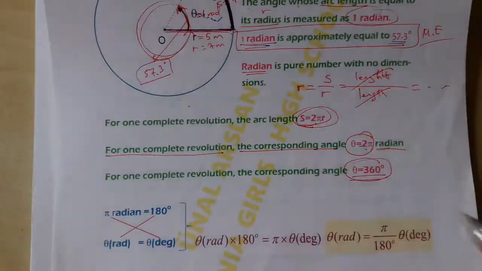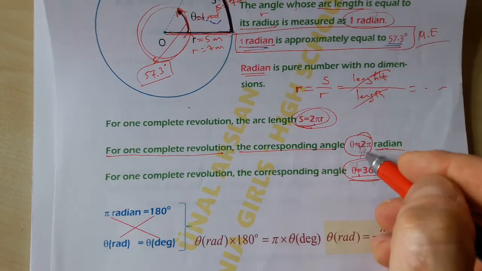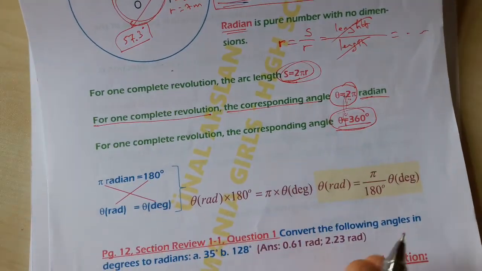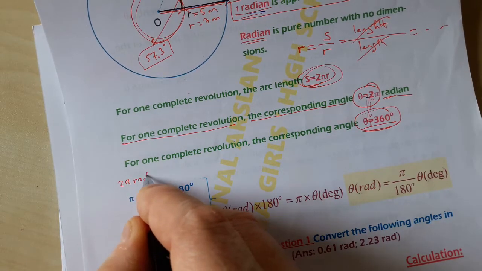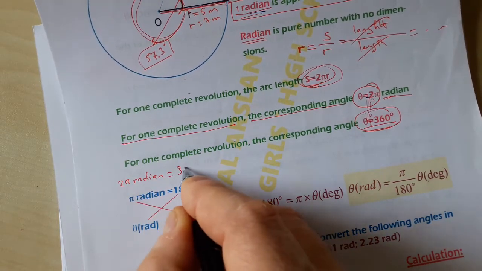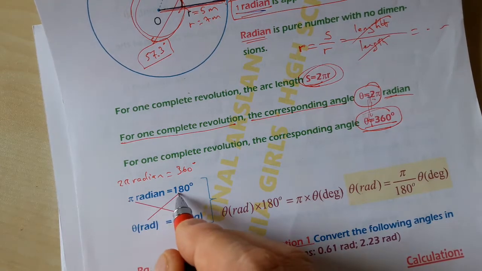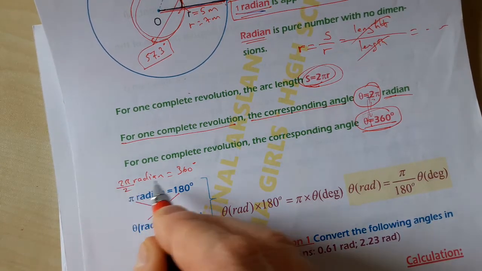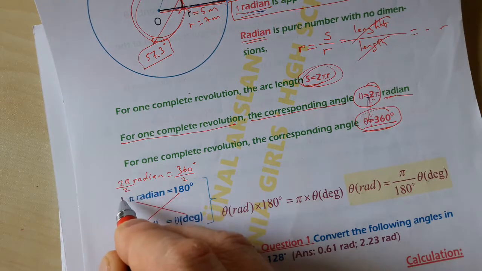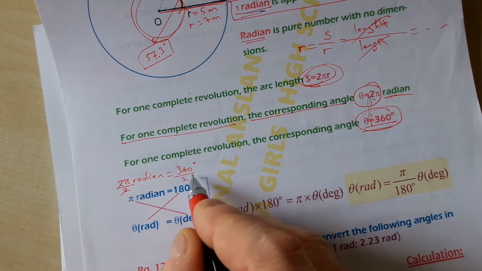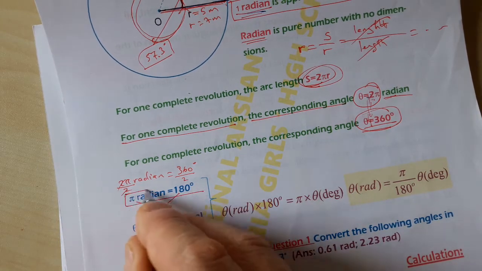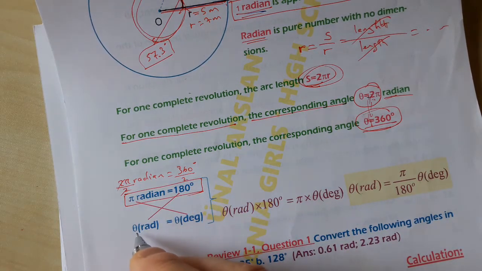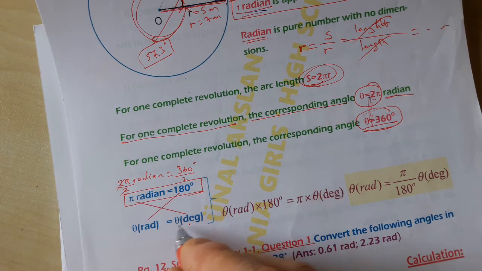So by using these two relations, I can make an equation. If 2 pi radian is equal to 360 degrees, then pi radian is equal to 180 degrees, because you divide both sides by 2. So by using this equality, pi radian is equal to 180 degrees, we can calculate the corresponding radian of a degree, or the corresponding degree of a radian.